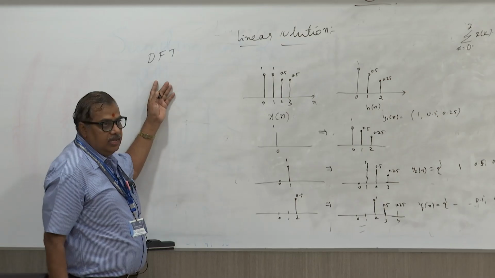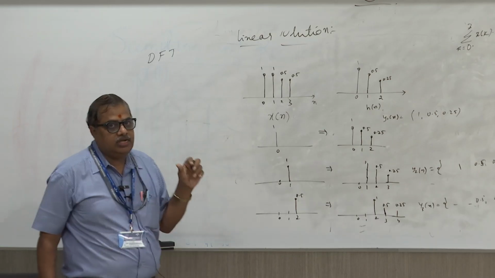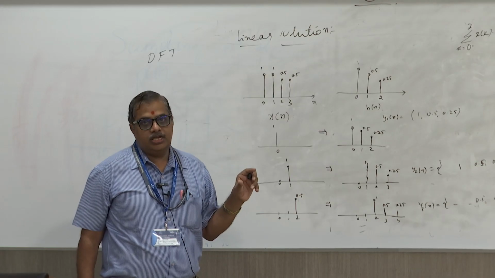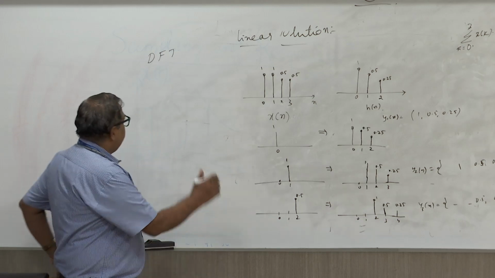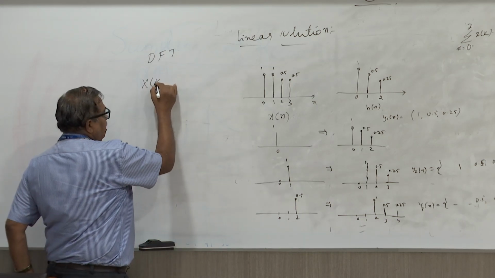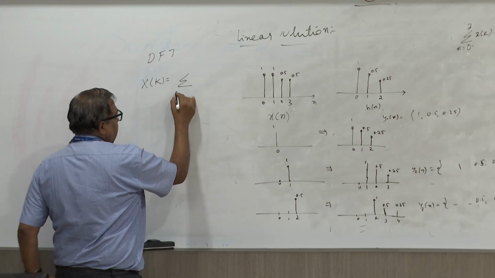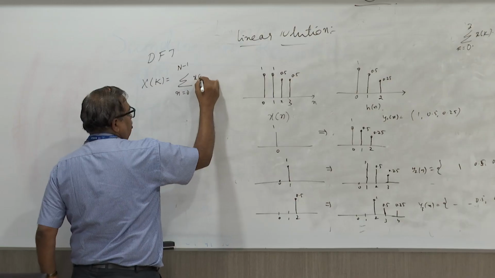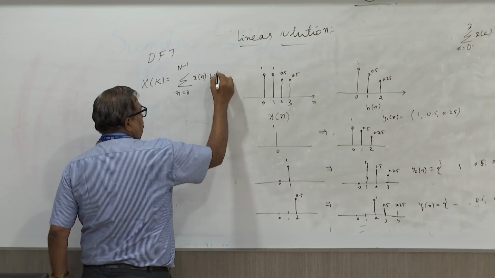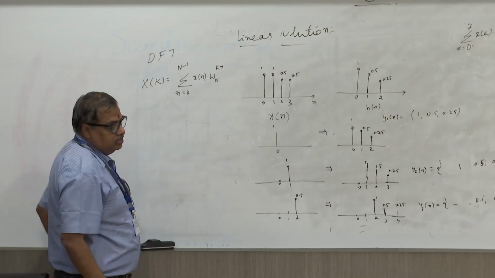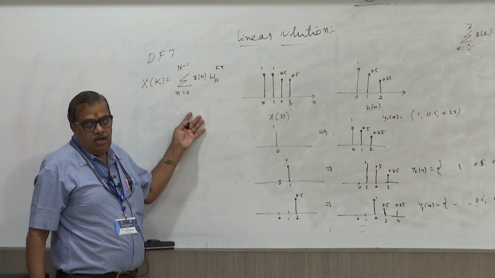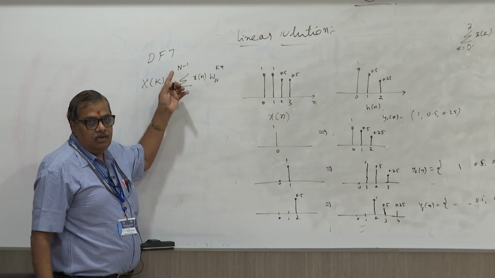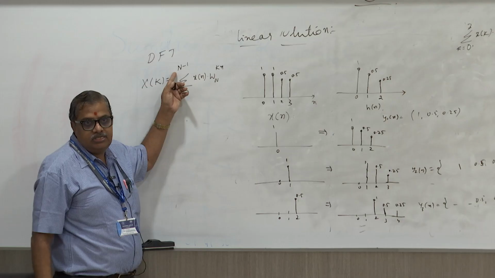Whereas in DFT, the signal should be periodic, and then only we can take the discrete Fourier transform. It is defined like this: X of k is equal to summation, n equal to 0 to n minus 1, x of n into W_N to the power k n. This is the basic definition of the discrete Fourier transform. As you can see, it is defined for a known length, where N represents the length.